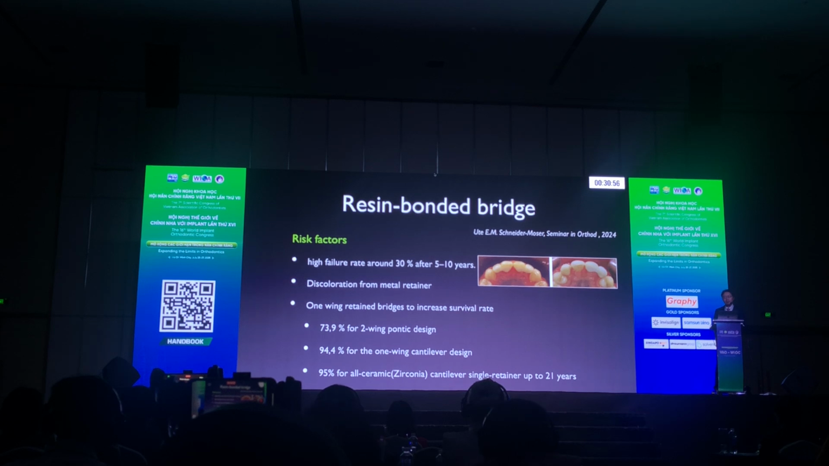And in her smile, we cannot see the discoloration anymore. But there's also a problem of failure. The expected failure risk is around 30% within 5 years. So nowadays we recommend a one-wing cantilever instead of the double-wing cantilever bridge, because of a higher success rate using the one wing, up to 90%. So it can be one of the options.